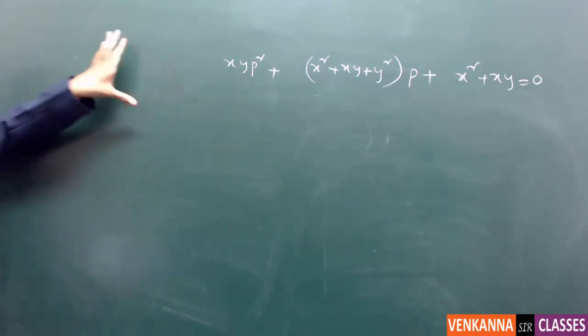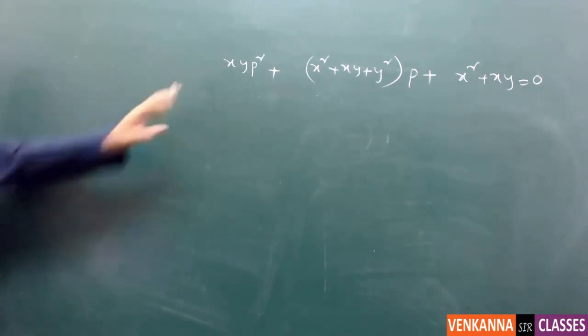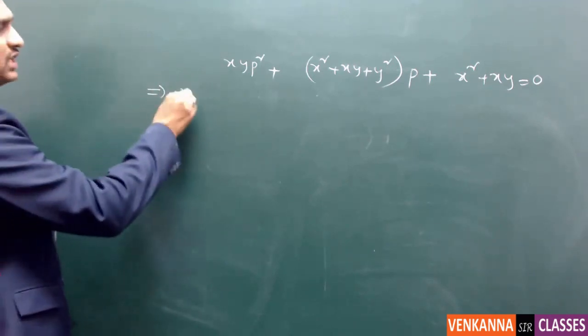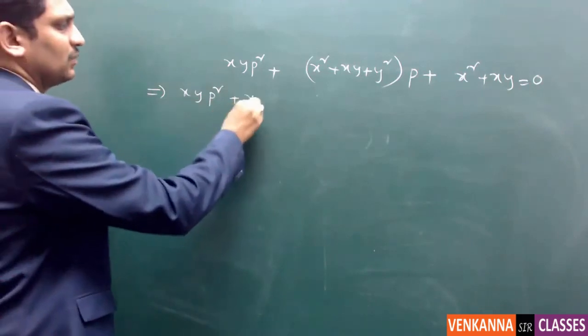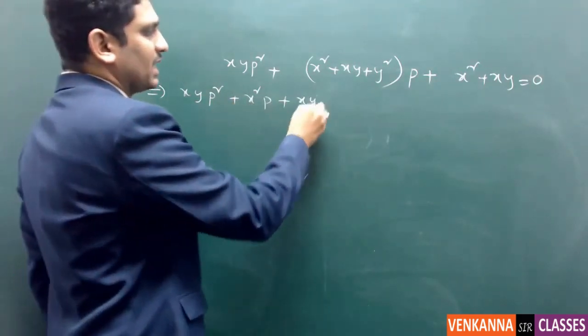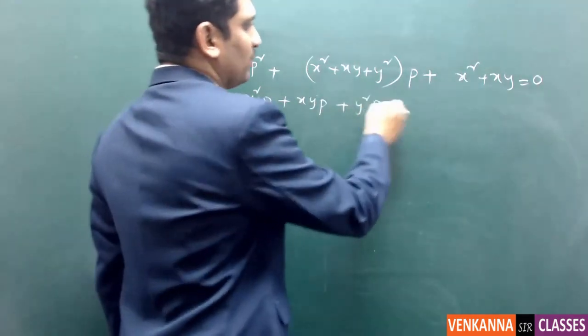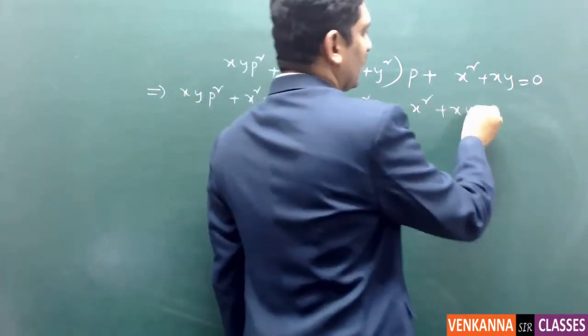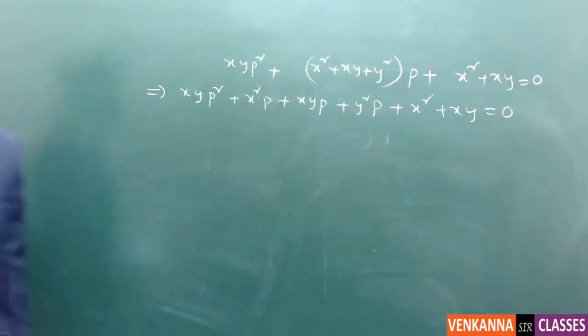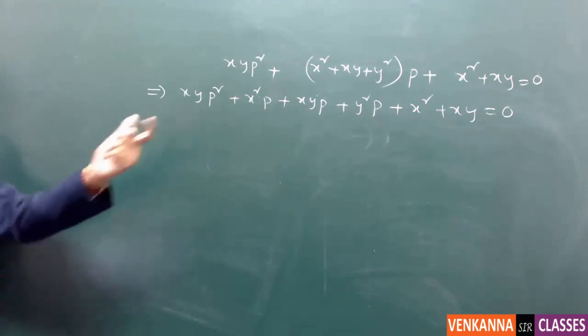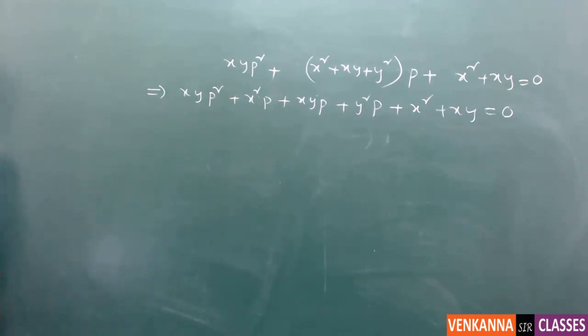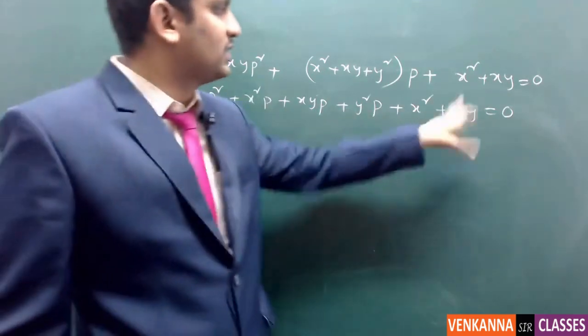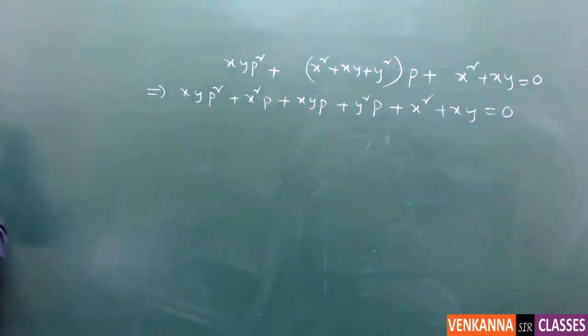First of all, I am going to write the terms on doing multiplication, which gives xyp square plus x square p plus xyp plus y square p plus x square plus xy equal to 0. Now you please give your inputs: what are the terms to be written together so that we can take the values as common? Take it as 1, 2, 3, 4, 5, 6. So which terms to be written together?